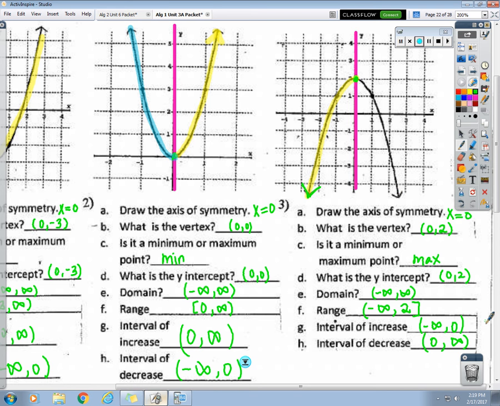The hardest thing about intervals is remembering that it's x values only. You could care less about any y value up there. You only care about x values. Okay, number 4.